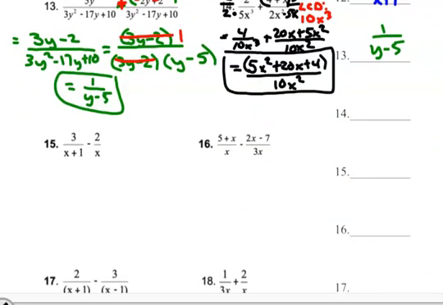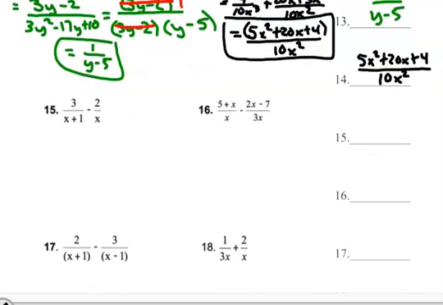A lot of times, not always, but a lot of times when you have to find a common denominator, there is not a lot of simplifying at the end. If for some reason you don't have the smallest denominator, that would lead to some more situations where you might have to simplify. Okay, 15, lowest common denominator.